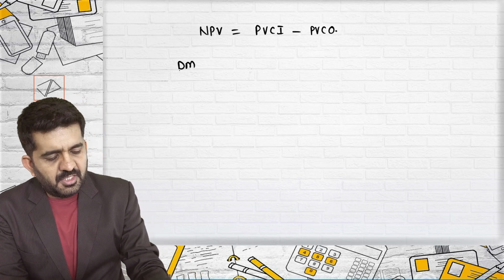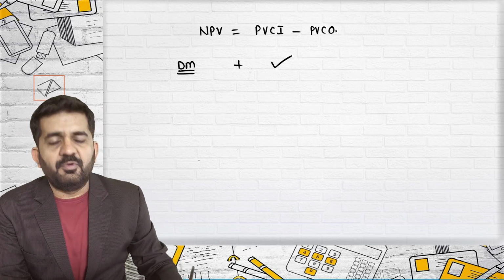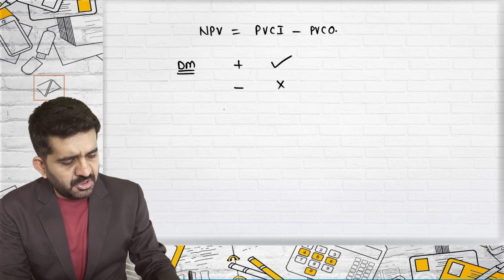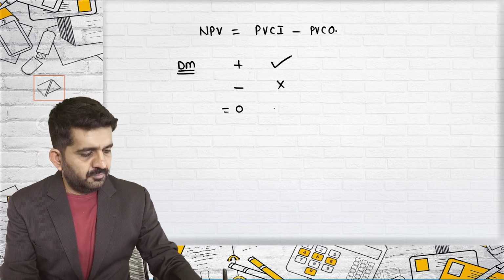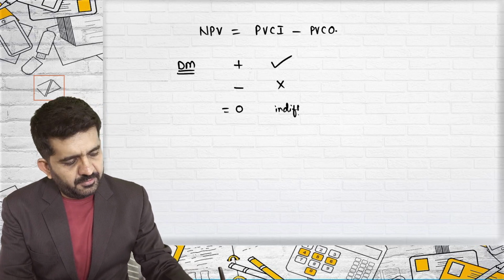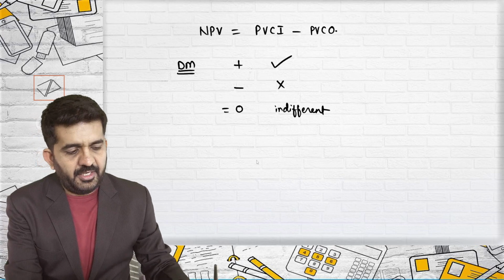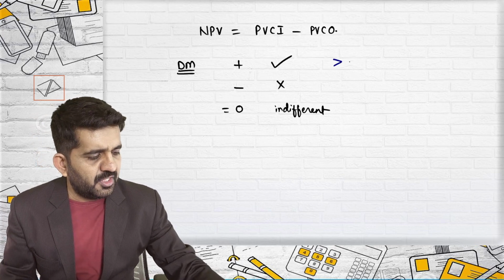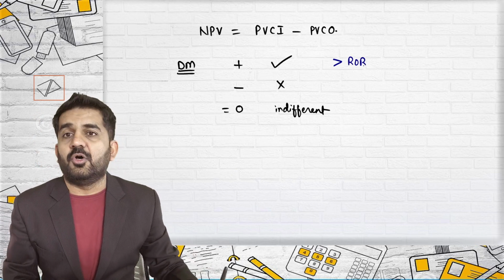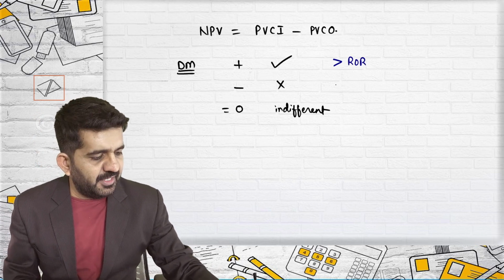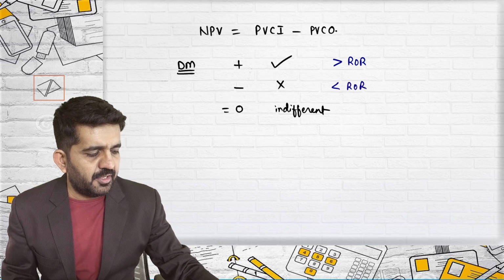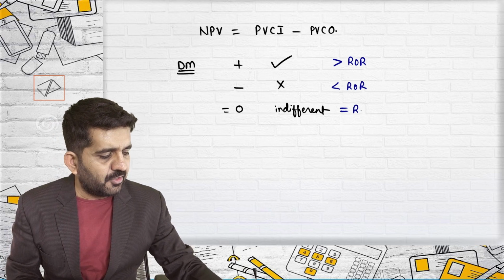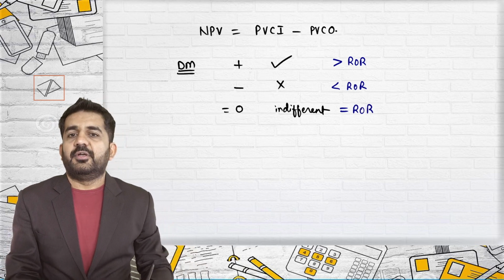What are the decision making criteria? If it is positive, we will be accepting the decision. If it is negative, we will be rejecting the decision. If it is equal to 0, then we are indifferent. Again, what does it mean if NPV is positive? That means we are earning greater than our required rate of return. NPV negative, we are earning less than our required rate of return. If NPV is 0, we are exactly earning our required rate of return.